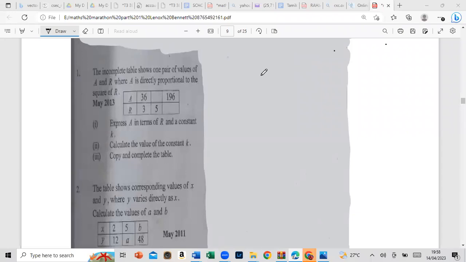All right, so they said the incomplete table shows one pair of values of A and R, where A is directly proportional. So how do we do that? Write it like this. A is directly proportional to R squared. So we're looking for some constant K. Basically, this is how we set up. So K is going to be common to all of them.